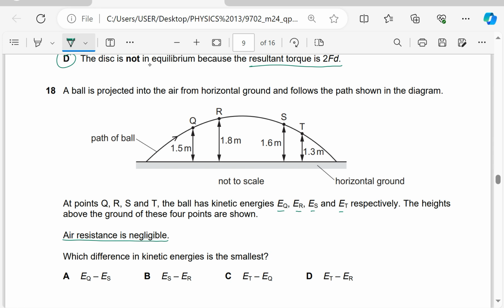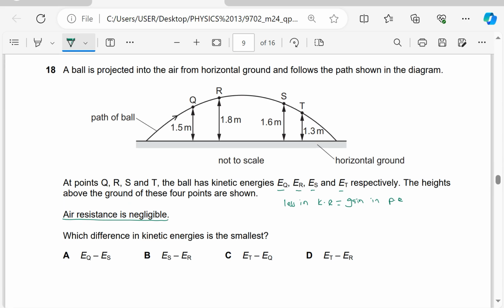That means the loss in kinetic energy is the same as the gain in potential energy at any point. At any point, the loss in kinetic energy is the same as the gain in potential energy. So which difference in kinetic energies is the smallest?